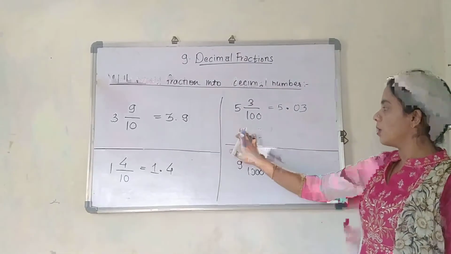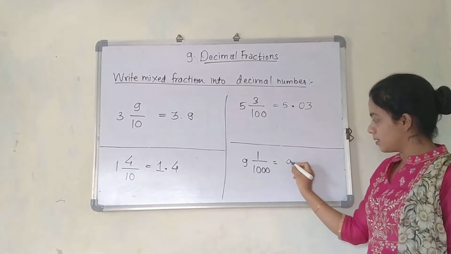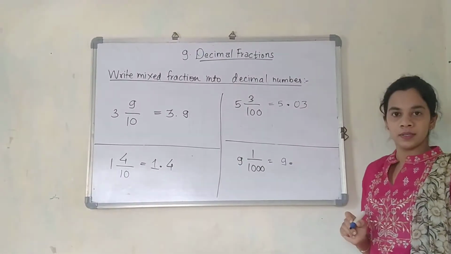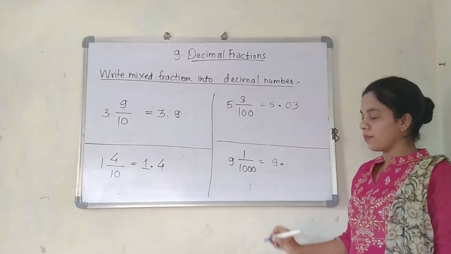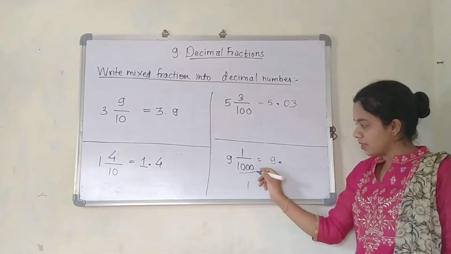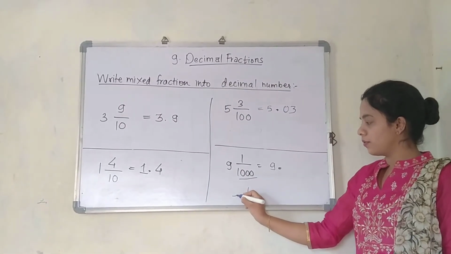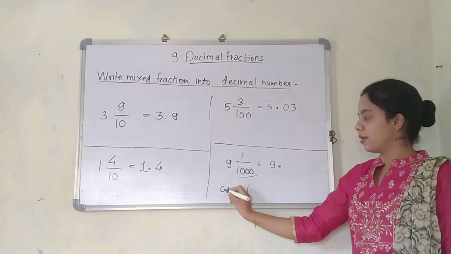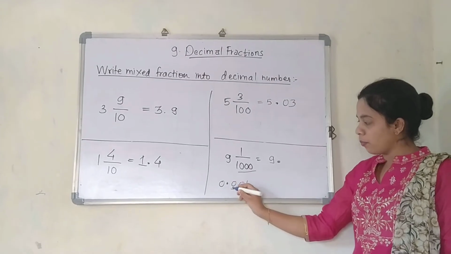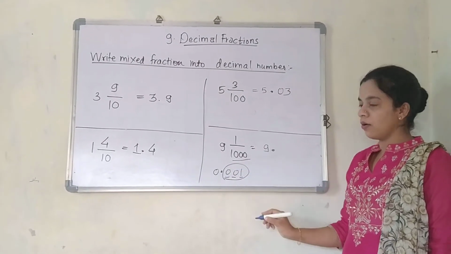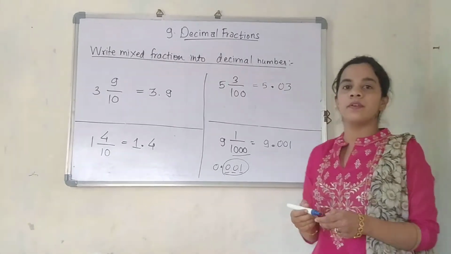Okay. So now focus on the next part. 9, I am going to write as it is. I am going to give a point. 1 upon 1000. So the numerator I will write one time. How many zeros are here? 3 zeros. So 3 places, 1, 2, 3, and then I am going to give the point. Here 0, here 0 and here 0. So after the point which number is there? 0, 0, 1. I hope you have understood this.